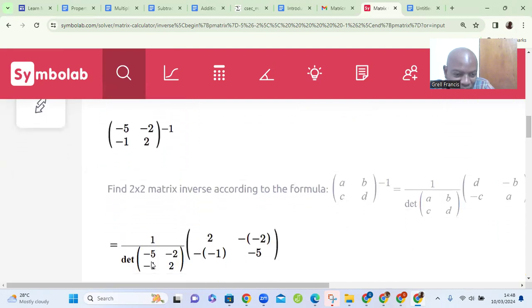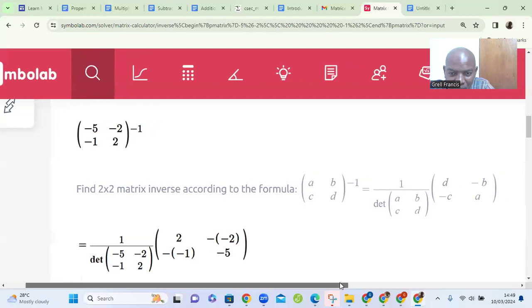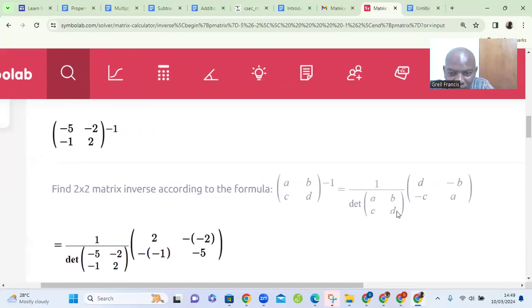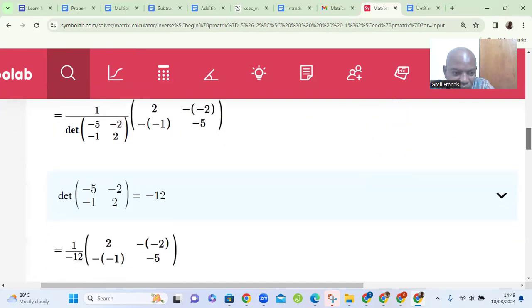1 over the determinant times the adjoint. Here it is in symbolic form. The adjoint, you swap the positions of the leading and you change the signs of the non-leading. So the determinant is negative 12. We got negative 12 for the determinant, right? Yes. So it's 1 over negative 12 times the adjoint.